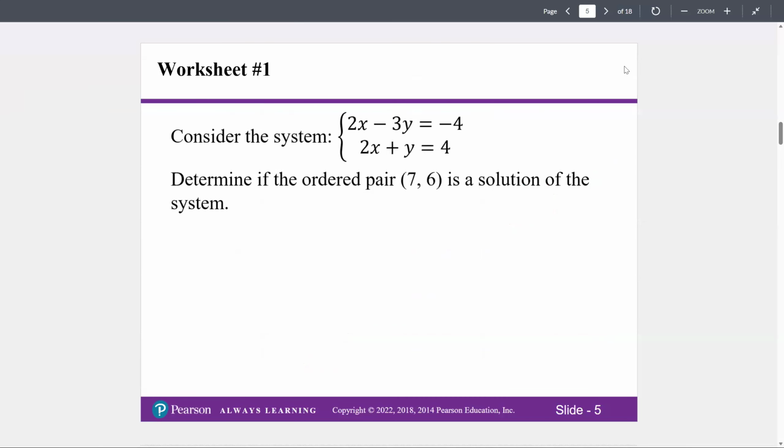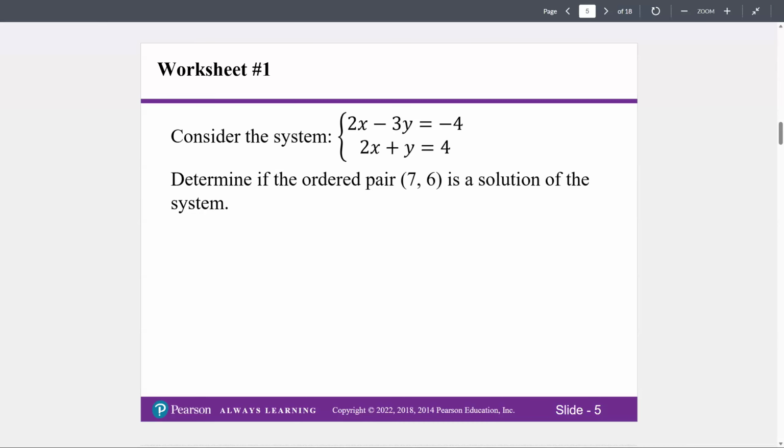Take a moment with this system of 2x minus 3y equals -4 and 2x plus y equals 4, the same system. We want to determine if the ordered pair (7, 6) is a solution to the system. So take a moment and see if that is actually a solution as well.